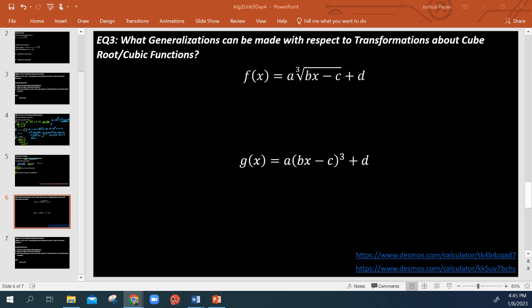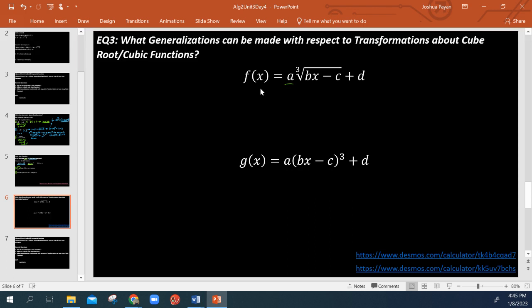Okay, so this is the final video of day 4 for Algebra 2's Unit 3. And in it, we're just going to talk a little bit about transformations relative to cube roots and cubic functions. Not a whole lot of difference from what we've seen.